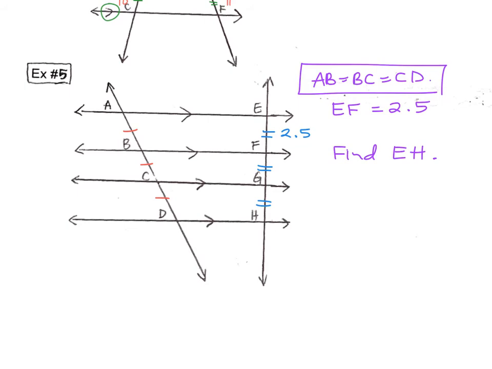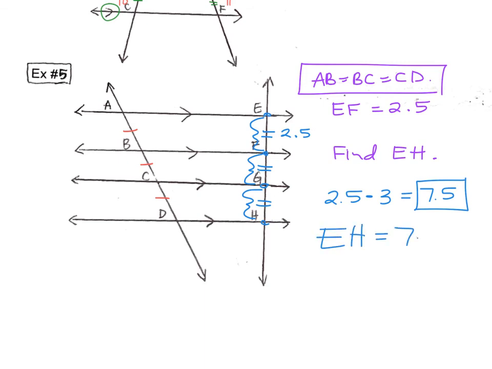Now, just be careful with this, because a lot of times people go, oh, E, F, G, and H. So I need to do 2.5 times 4. But the 2.5 is this length, and there are 3 of those. So just be careful that you do it times 3. 2.5 times 3 would give you 7.5. Okay, so EH is 7.5.